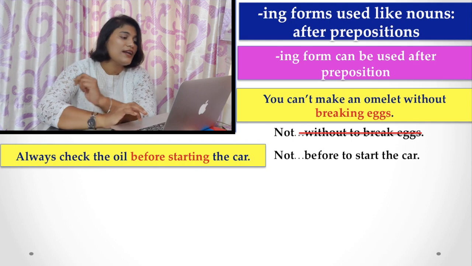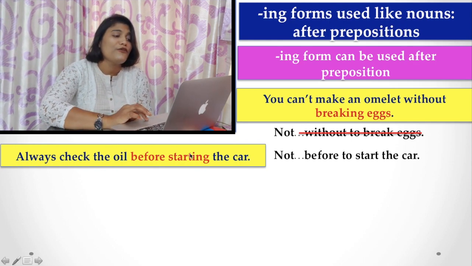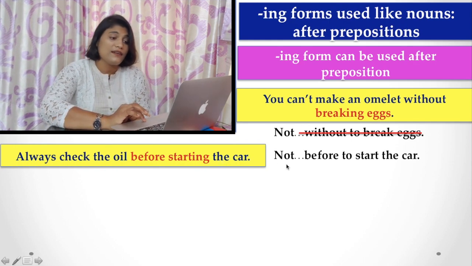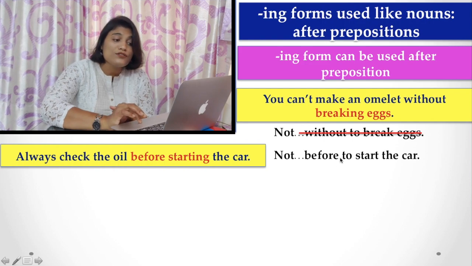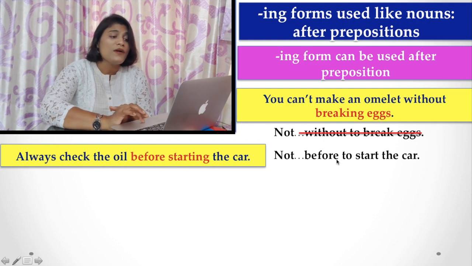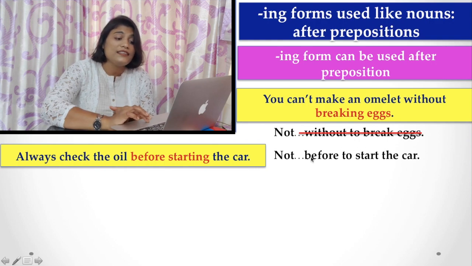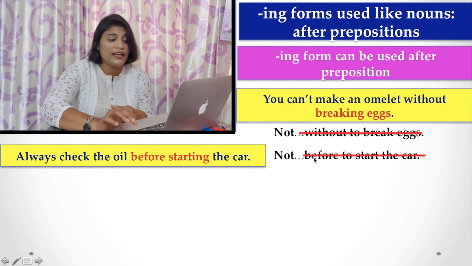Another example is: always check the oil before starting the car. Here you also look at the use of a preposition and the verb form. Before to start the car is not a correct choice or correct thing.